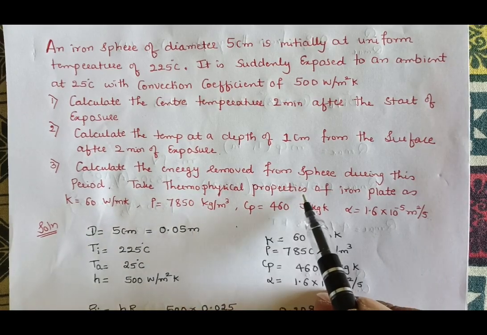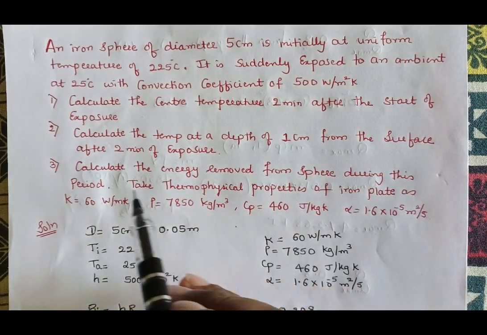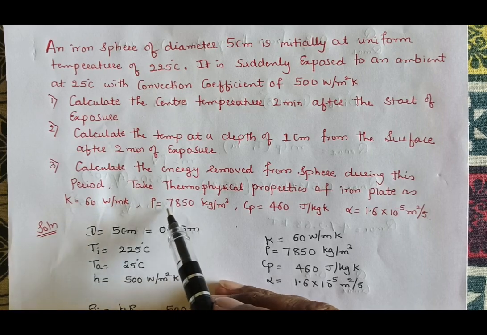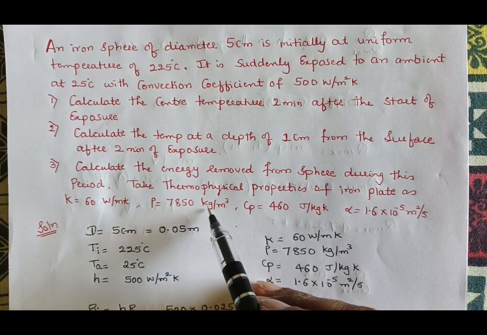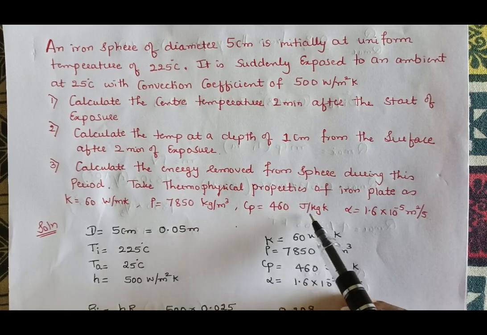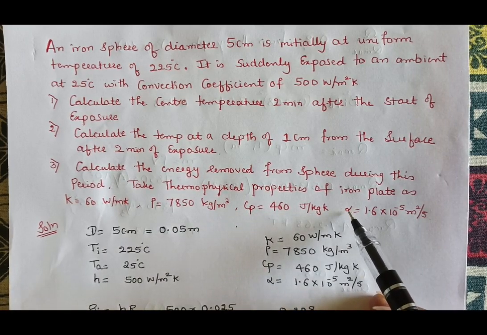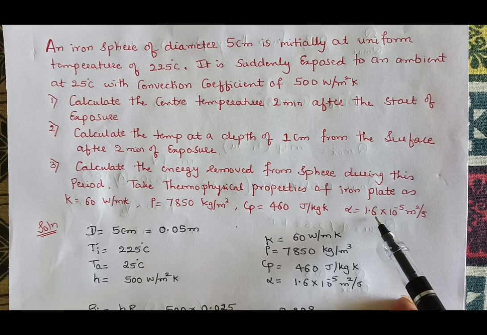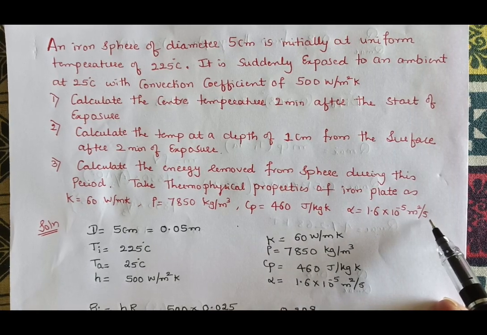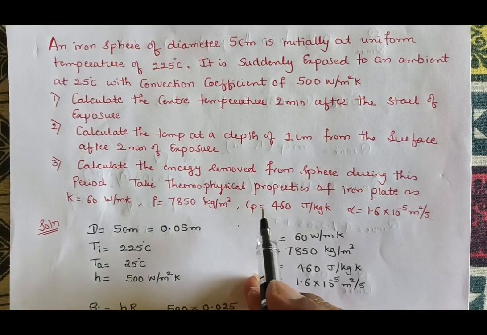Take thermophysical properties of iron as: thermal conductivity K is 60 watt per meter Kelvin, density 7850 kg per meter cube, specific heat Cp is 460 joules per kg Kelvin, whereas alpha, thermal diffusivity, is 1.6 into 10 to the power minus 5 meter square per second. So we'll solve this problem.